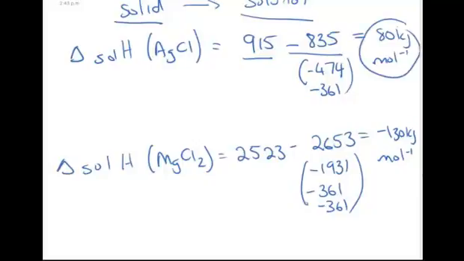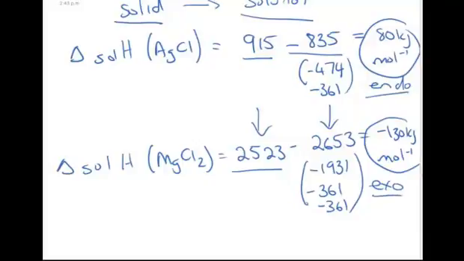Now if we do the same for magnesium chloride, going from a solid to where it becomes hydrated, it has this much enthalpy at the start. This is the enthalpy change that occurs when it gets hydrated. If we add those two together we get a net difference of minus 13 kilojoules per mole. So one of these is endothermic and one of these is exothermic. Well, what does that tell us?